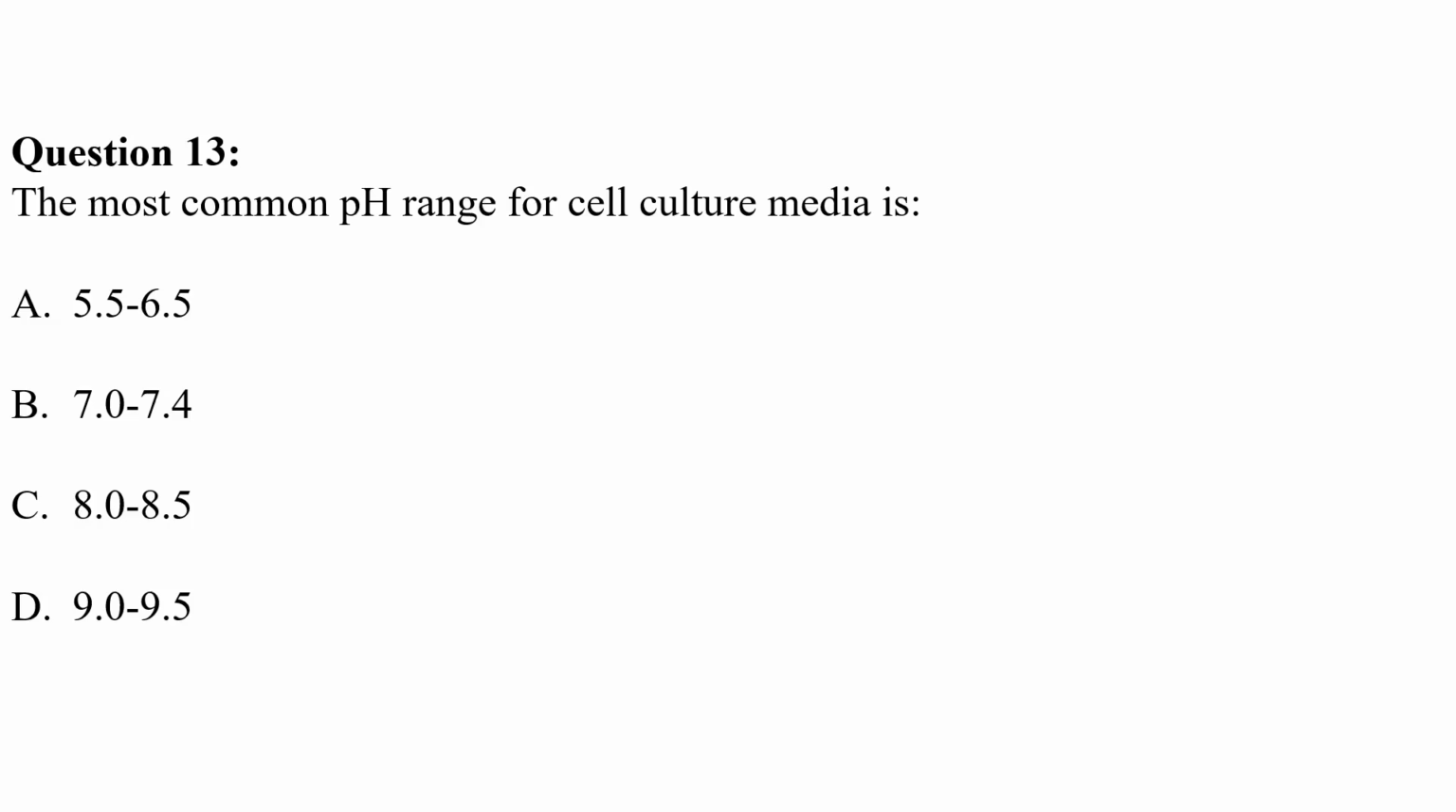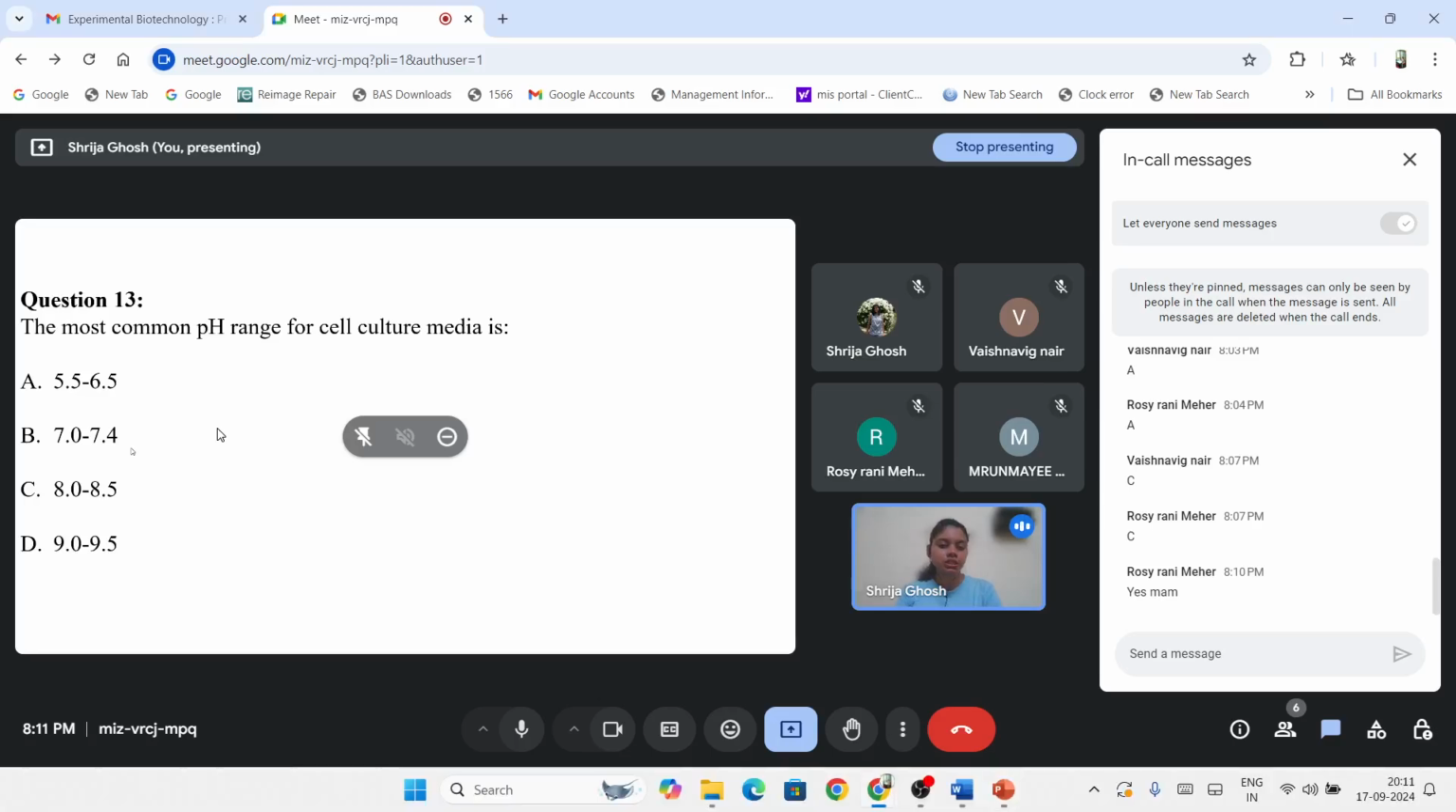Question number 13. The most common pH range for cell culture media is? Option A, 5.5 to 6.5. Option B, 7 to 7.4. Option C, 8 to 8.5. And option D, 9.0 to 9.5. So what is the most common pH range for cell culture media?